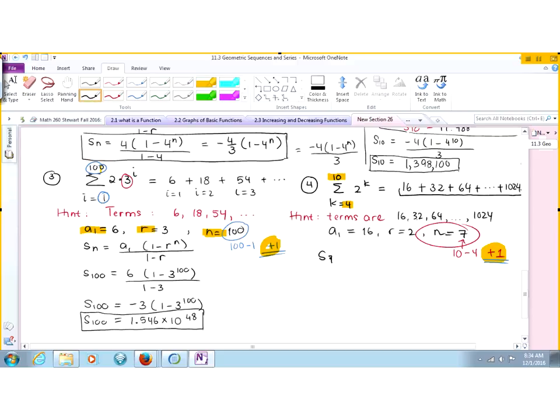Does that make sense? So S7 is equal to A1 times 1 minus r to the 7th, divided by 1 minus r. A1 is 16, so 16 times 1 minus 2 to the 7, divided by 1 minus 2. So S7 is negative 16 times 1 minus 2 to the 7. So what is this?